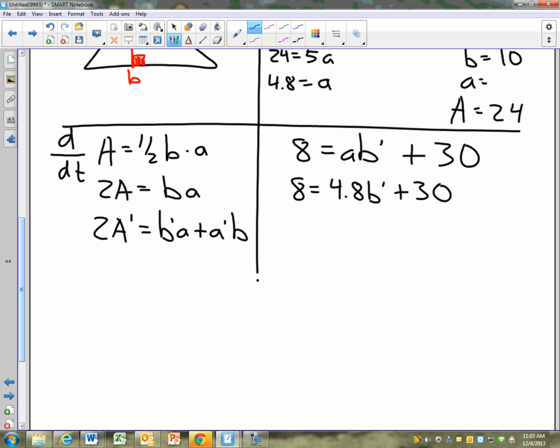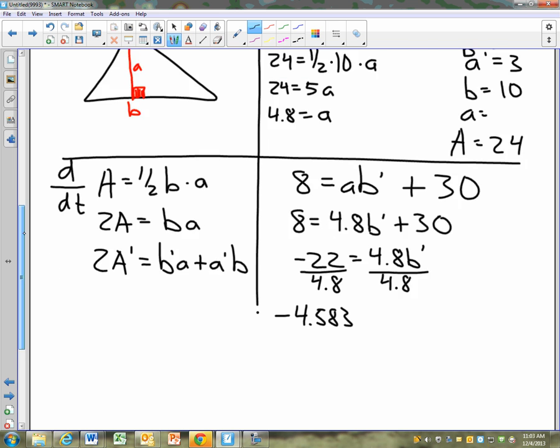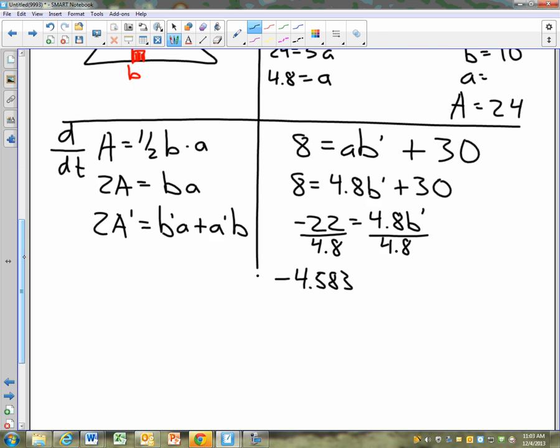Now what? Subtract 30. It's been a while since we've done something that easy mathematically, right? So we subtract our 30, we get negative 22 equals 4.8 B prime. Divide by negative 22 divided by 4.8. And we got, what's our measurement? Inches per minute. Very good.